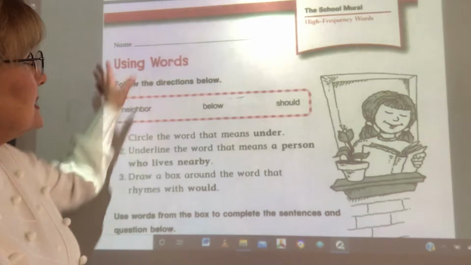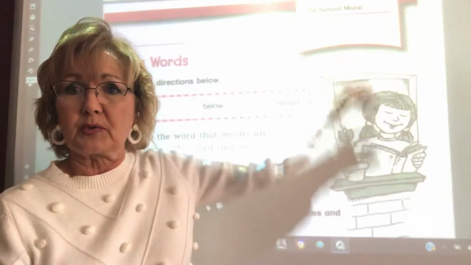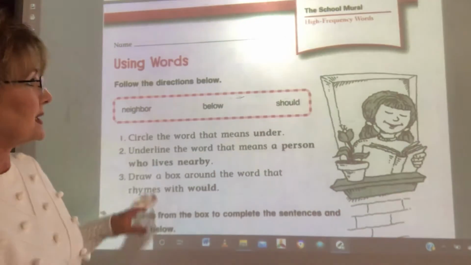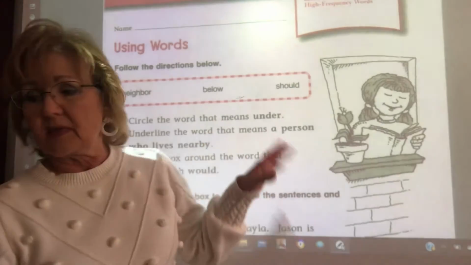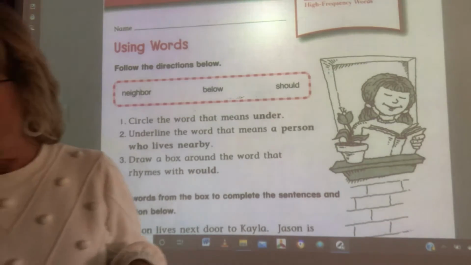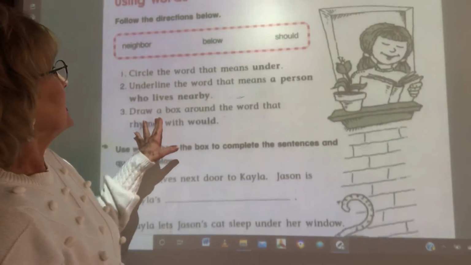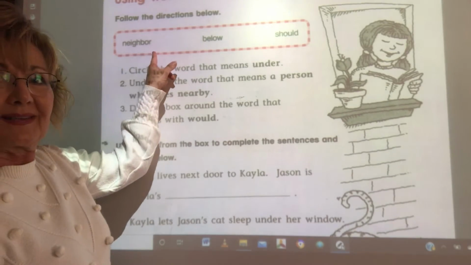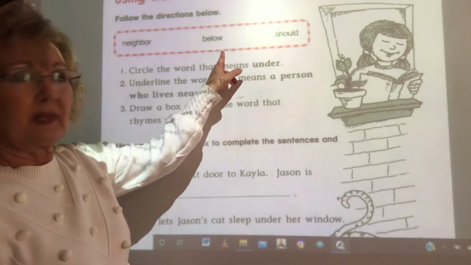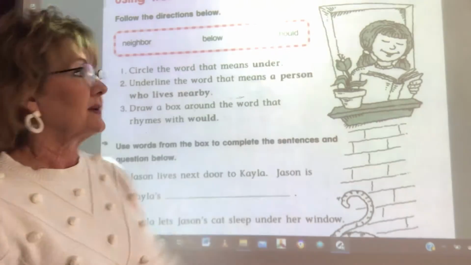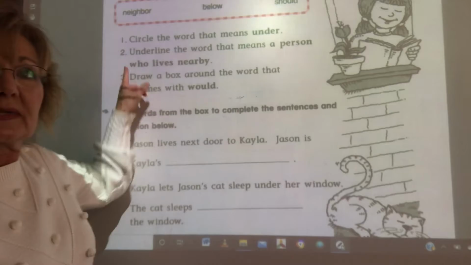So your heading is on the paper. You can put your number and date just like you were in classroom. And these are our high frequency words that go with this week story. They are neighbor, below, should. That's right. So what does this say?